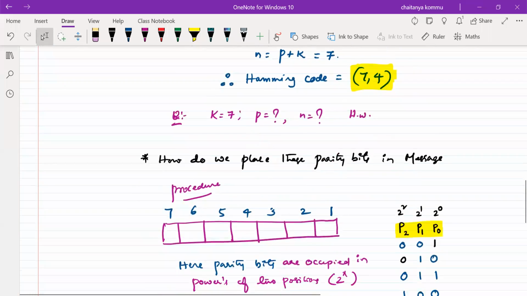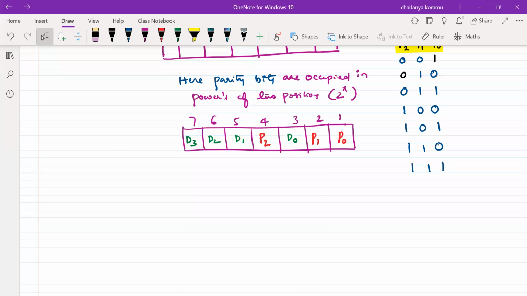1001 I have considered. So therefore, the data, what is the data? D3, D2, D1, D0. So I have taken from input. So 1001 I have taken here. So these D0, D1, D2, D3 occupy those positions. P0, P1, P2 occupy their positions. Are you agree with me?